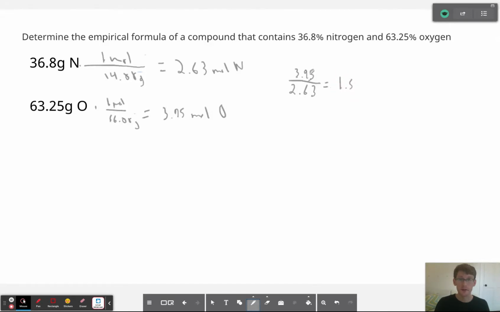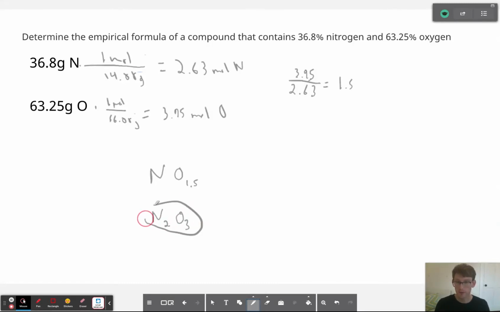So if the ratio of oxygen to nitrogen is 1.5 to 1, then this suggests that our formula is NO1.5, that we have 1.5 oxygens for every nitrogen, which doesn't work. So when you get a ratio like this, you're just going to have to scale it to make it into whole numbers. 1.5 times 2 would be, well, 3. And so all we have to do is just multiply everything by 2. We end up getting N2O3, and it works out just fine.